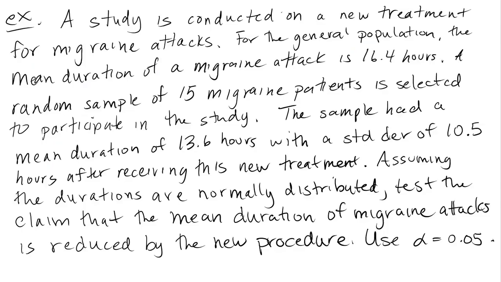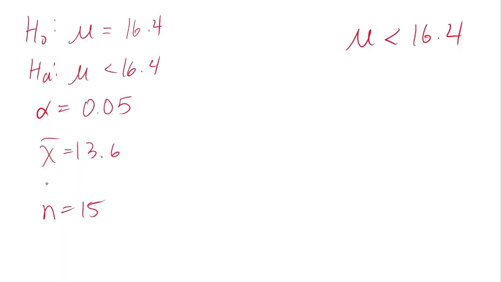Going back to the sentence with the standard deviation, notice that it said the sample had this mean with this standard deviation. That wording indicates that the standard deviation comes from the sample and it's not from the entire population. We have a sample standard deviation of 10.5 hours. And because we have a sample standard deviation, that's why we're going to use t-test and not z-test.